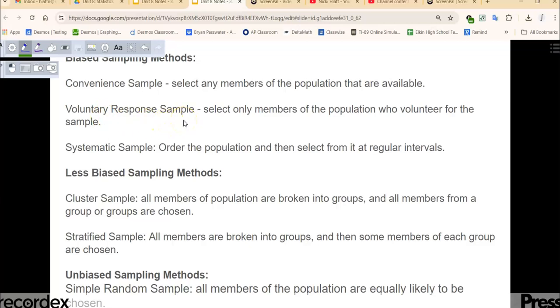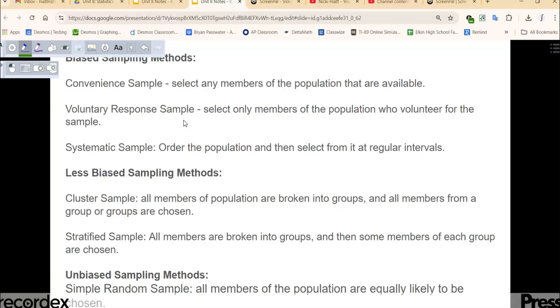A systematic sample is not as bad sometimes as the other two. This is whenever you might order the population and then select it at regular intervals. So for example, if I put everybody in the class in alphabetical order and then I picked every third person, it's not totally random, and depending on what you are asking about, then you might get a decent sample for this, but there could be a lot of ways that this could go wrong.